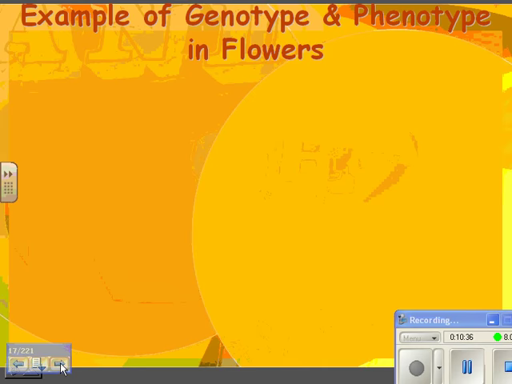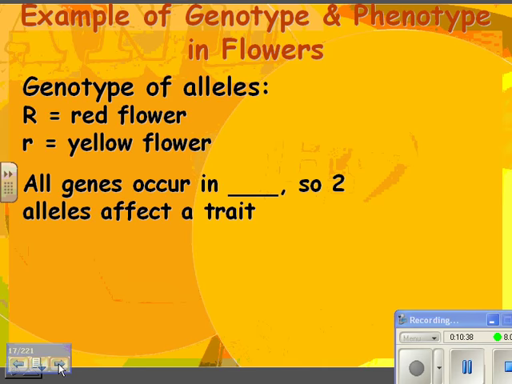An example of genotype and phenotype in flowers. So for this example, the genotype of the alleles could be big R would be a red flower, little r would be, in this case, a yellow flower. All genes occur in pairs because you get one from mom and one from dad, so two alleles affect the trait.